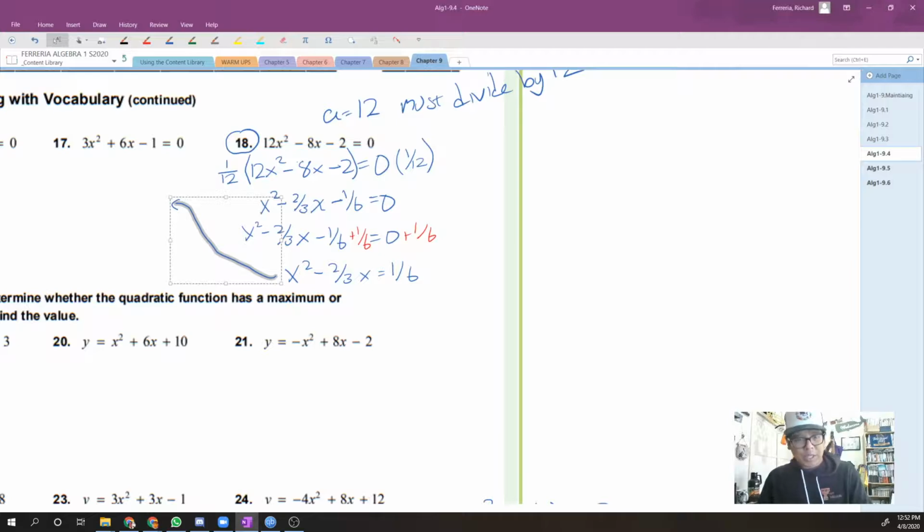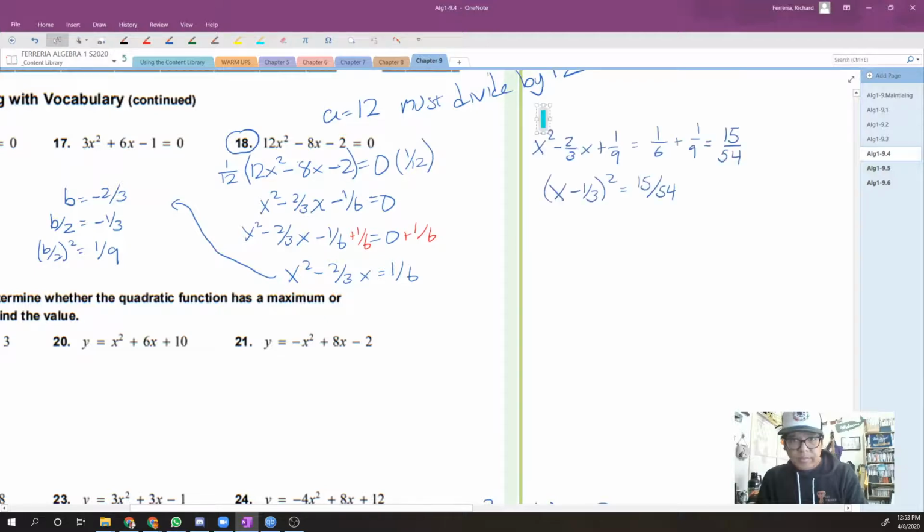So the next thing we should do is figure out what b is. Divide it by 2 and then square. So you got b over 2 is negative 1/3. That's going to be used when you factor. And b squared is 1/9. That's what you're going to add to both sides. So moving from here, you're going to add 1/9 to both sides. Okay, here we go. We've added 1/9 to both sides of the equal sign.